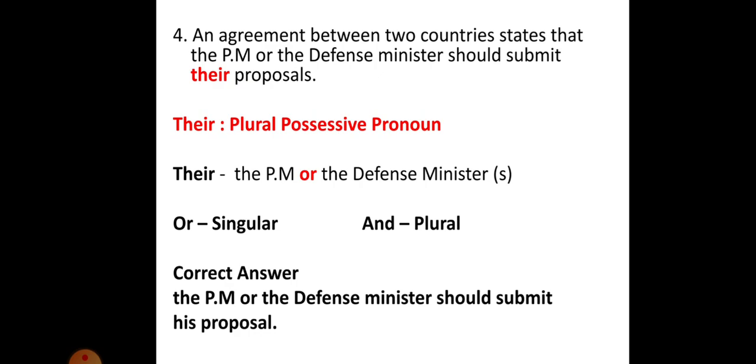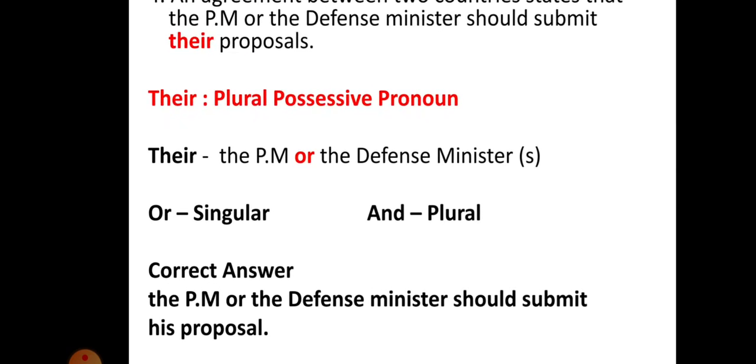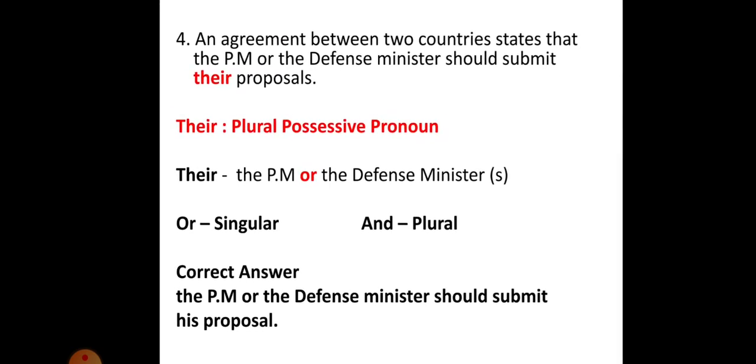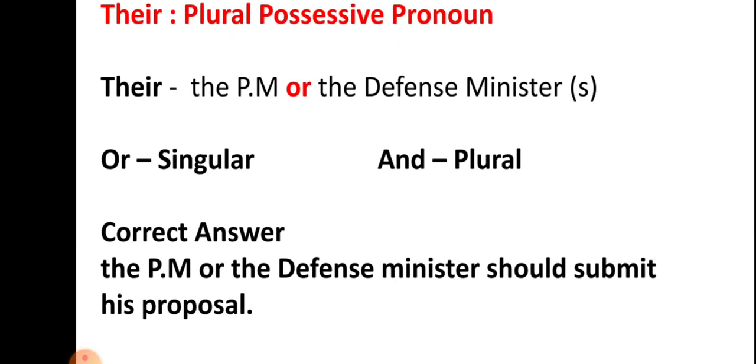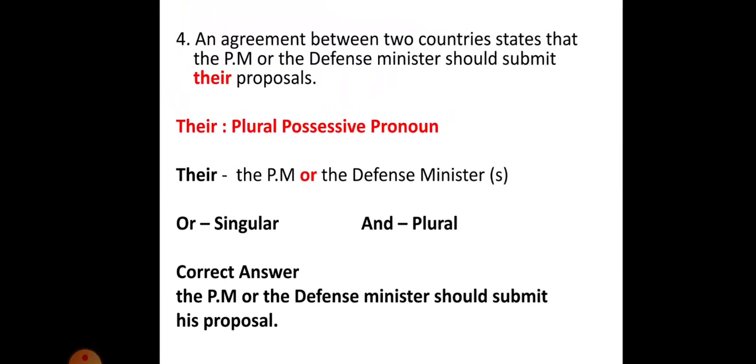Remember, whenever you use OR, the subject should be considered as singular, and if you use AND, it should be considered as plural. The PM or the defense minister is singular, the PM and the defense minister is plural. Okay, so the PM or the defense minister should submit their proposals is wrong. It should be the PM or the defense minister should submit his proposal, since the PM or the defense minister is considered as a singular noun. Either the PM should submit his proposal or the defense minister should submit his proposal.